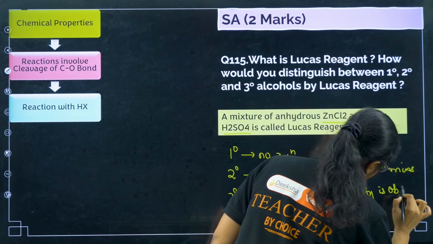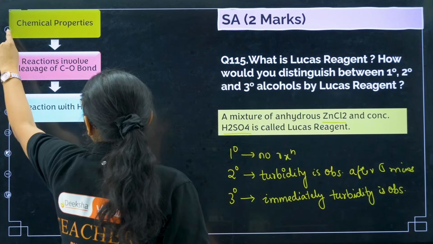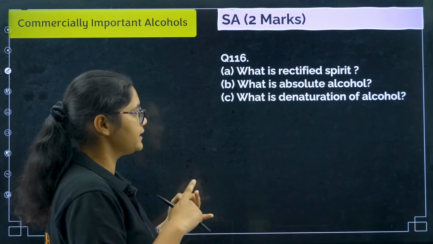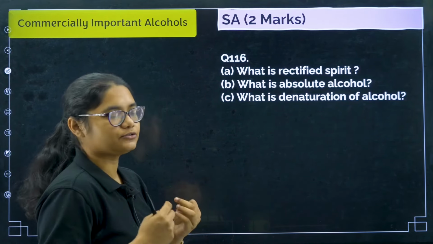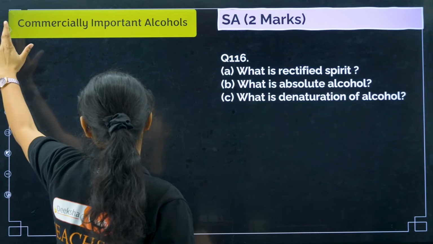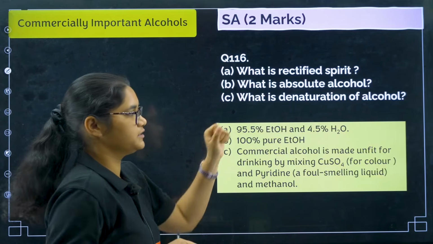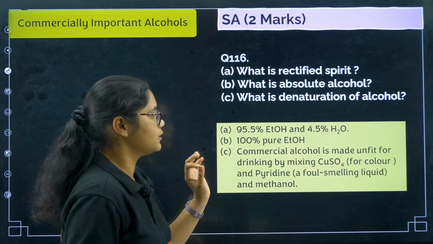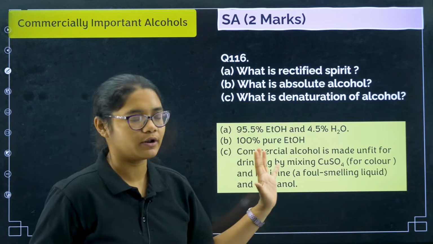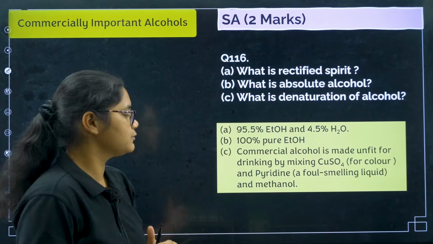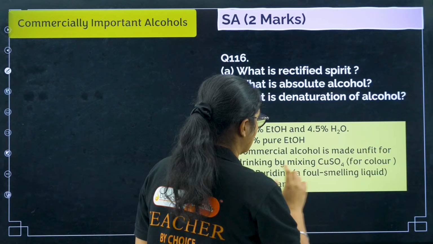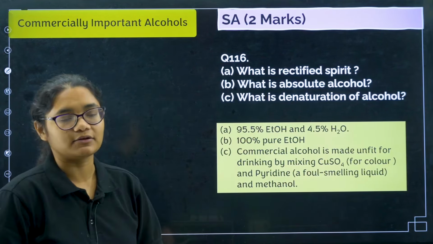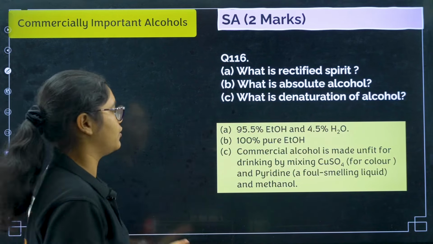Okay. Next, this is from your commercial alcohols. What is rectified spirit, absolute alcohol and denaturation of alcohol? Anything can be asked as a 2-marker question, so you should know the definitions. Rectified spirit is 95.5% ethanol and 4.5% water. Absolute alcohol is 100% pure ethanol. Now denaturation of alcohol is when the commercial alcohol is made unfit for drinking by adding copper sulfate and pyridine, and methanol. That is called denaturation of alcohol.